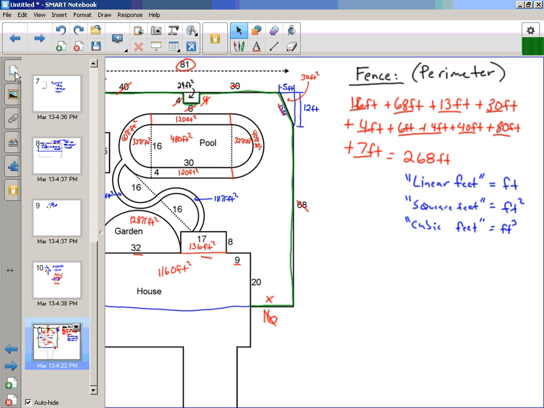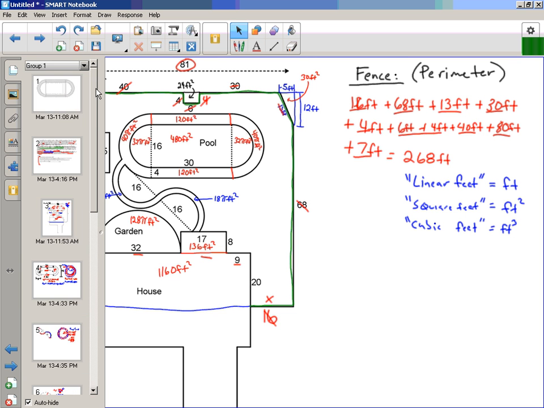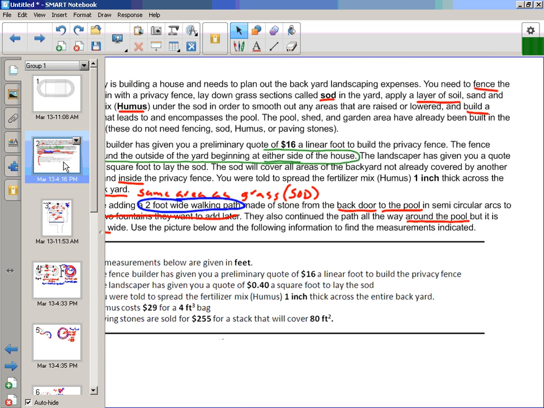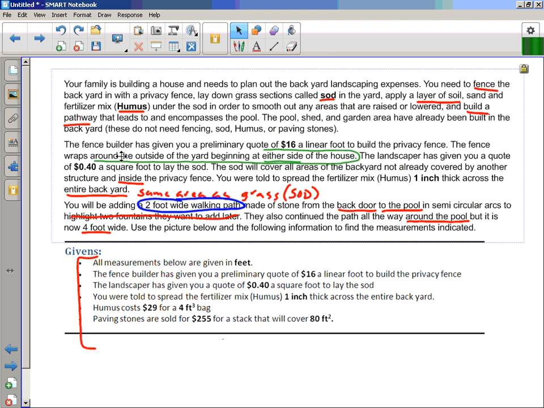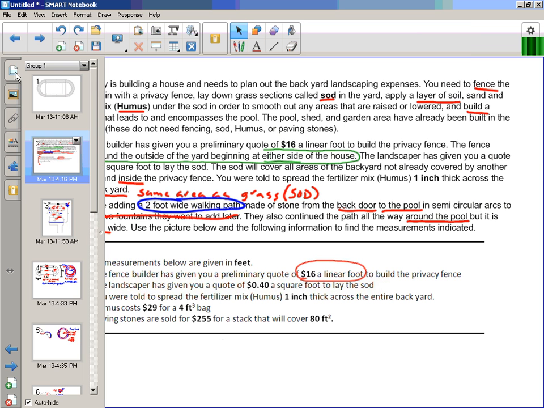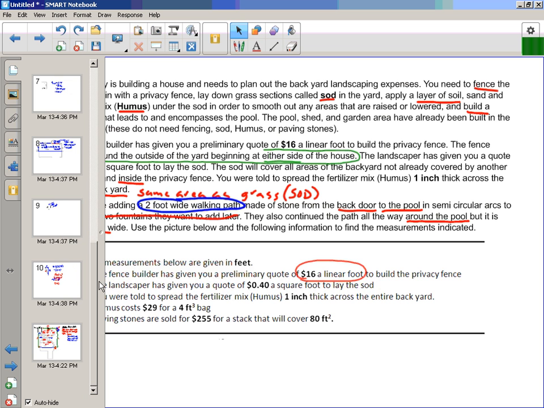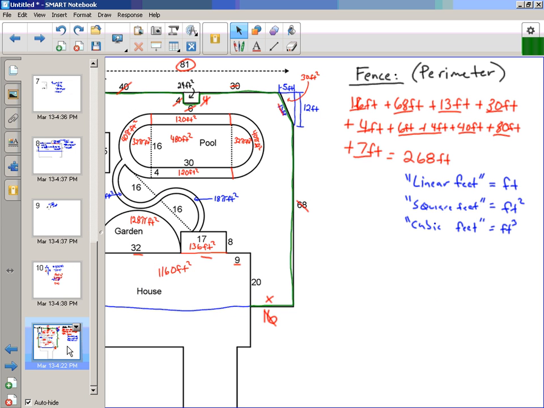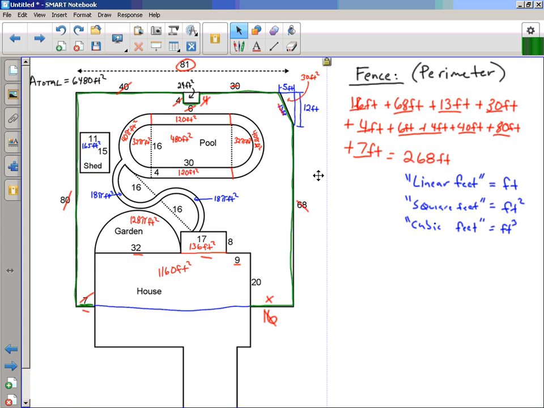And if we go back to our problem once again, it asks how much the total thing is going to cost. As I look down here, it says the fence builder gives us a preliminary quote of $16 a linear foot to build the privacy fence. That's about right because I think I paid $14 a linear foot on mine just a year or two ago.